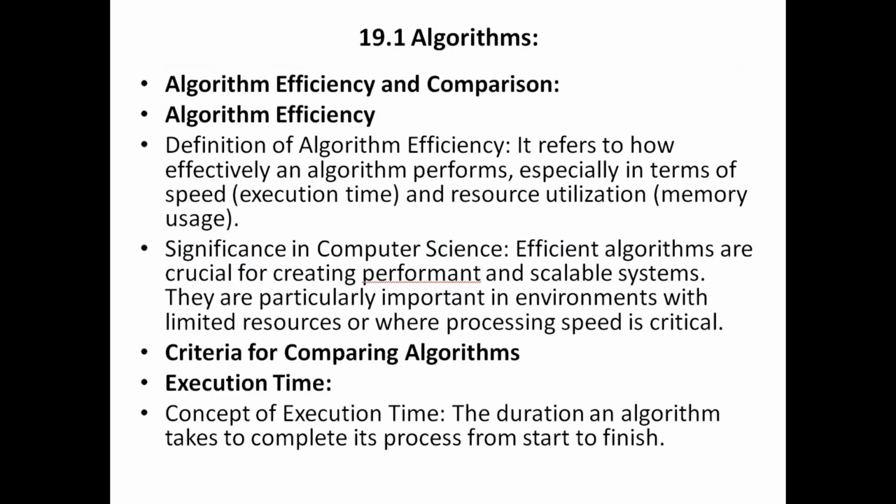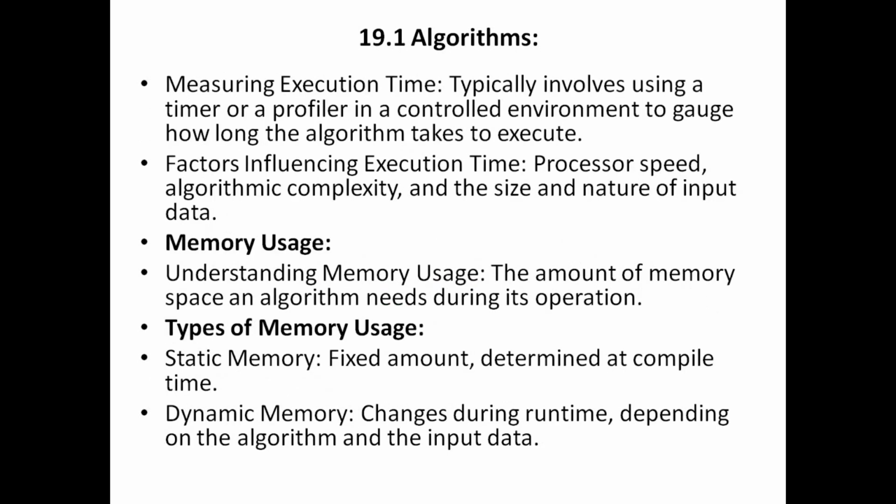Algorithm efficiency and comparison. Definition of algorithm efficiency: it refers to how effectively an algorithm performs, especially in terms of speed and resource utilization. The criteria for comparing algorithms: we compare them on the basis of execution time, like which algorithm takes how much time to run, as well as measuring execution time, how much time it takes to execute it, and factors include processor speed, algorithmic complexity, and the size and nature of input data.